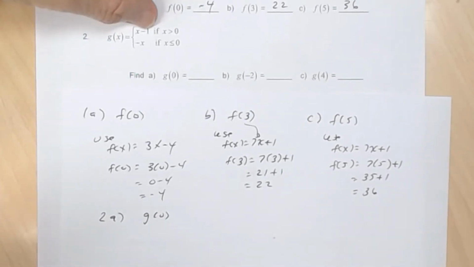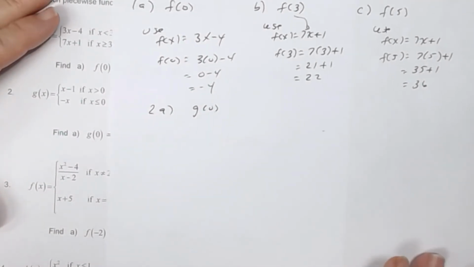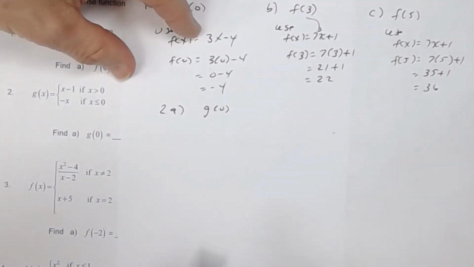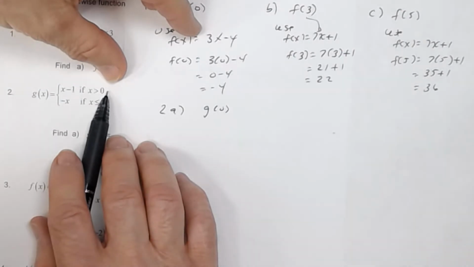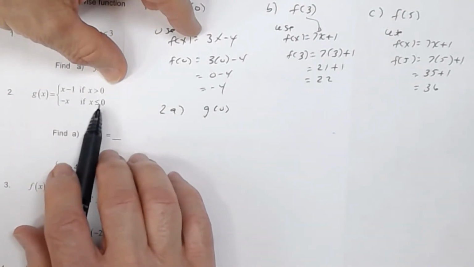So again, you got to make sure you use the right one. So I'm going to go ahead and do this here. So g of 0. So is 0 greater than 0 or is 0 less than or equal to 0? It's this one because it's equal to, right?